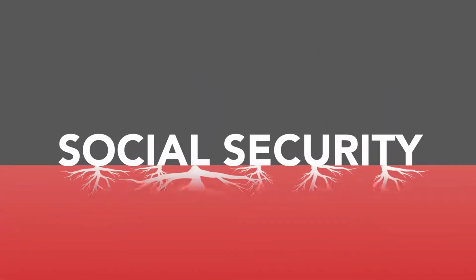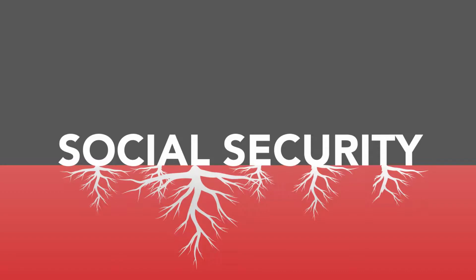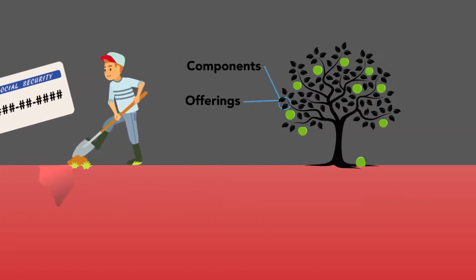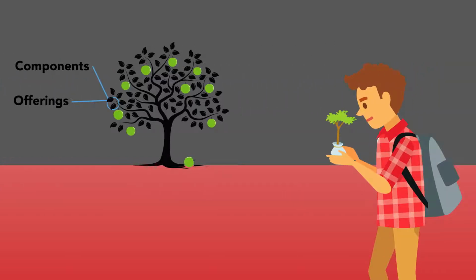In this module, we'll explore the roots of Social Security, how to obtain a Social Security number, Social Security's components and offerings, and explain why young Americans should care about the program's future.